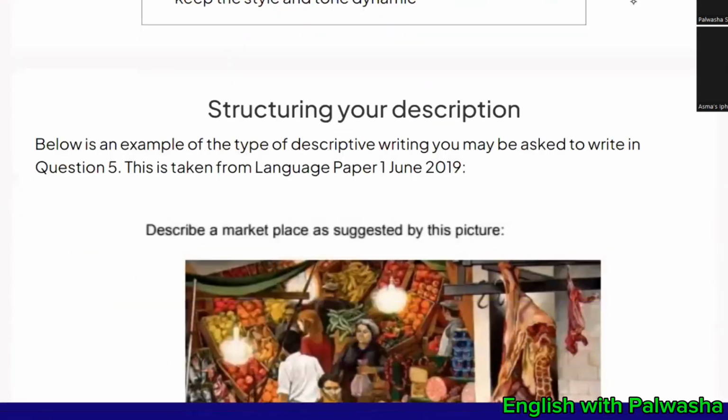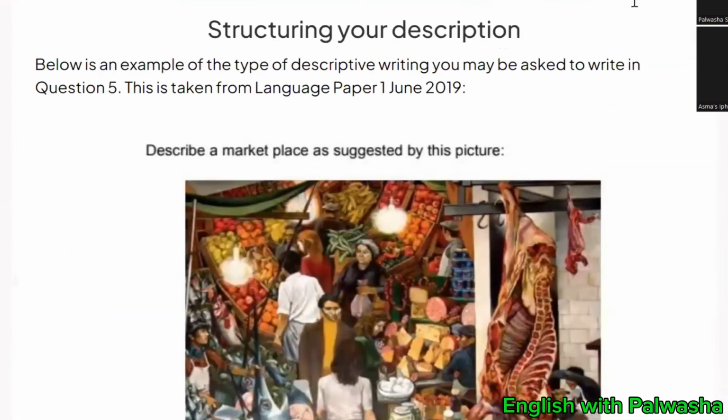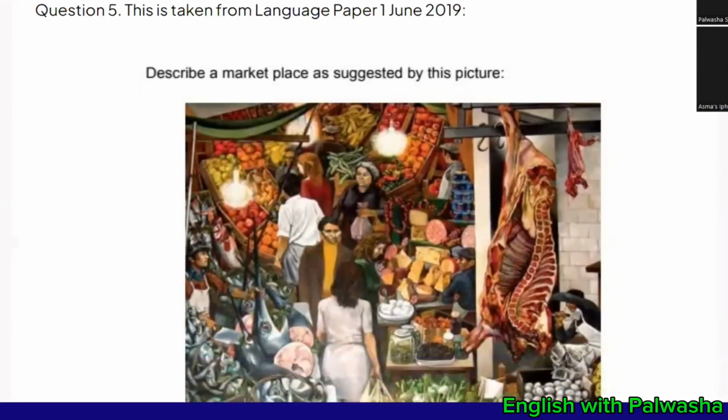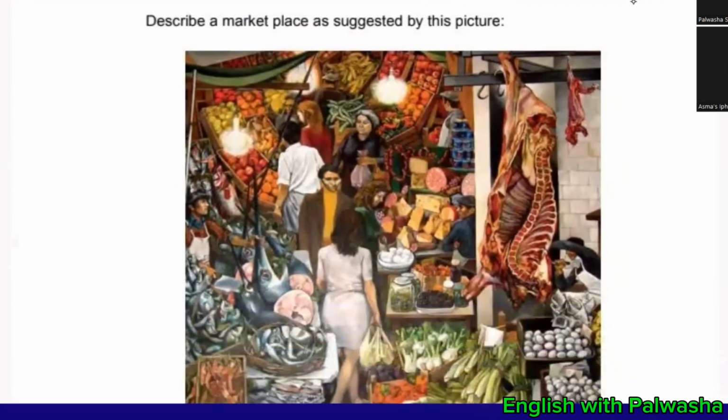Then moving on to the question. Below is an example of the type of descriptive writing you may be asked to write. Question Five is taken from Language Paper One, June 2009. This task you're going to do today, and I'm also going to show you a sample of it. Describe a marketplace as suggested by this picture. This is a marketplace; you can see it clearly.